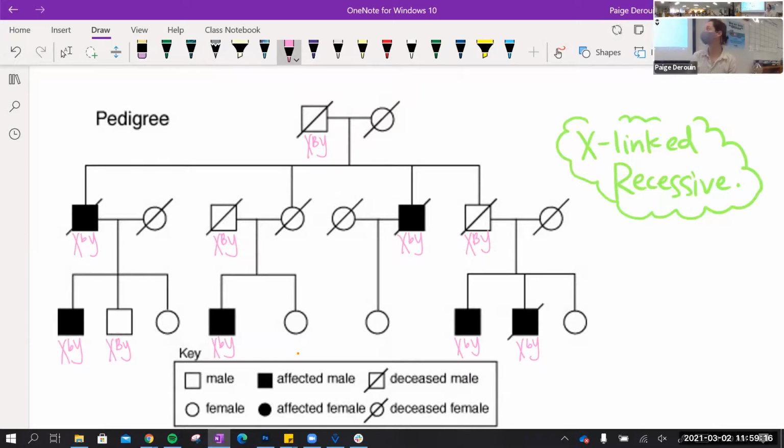So our first woman up at the top, the grandma, is she a carrier? Yeah, she has to be a carrier because she has two sons who have the trait, and those sons had to get their Y chromosome from their dad, which means she had to give a small b to those boys. Okay, what about this woman on the left? Is she a carrier? Yeah, because look at her son. He has it. So she's X capital B, X lowercase b.